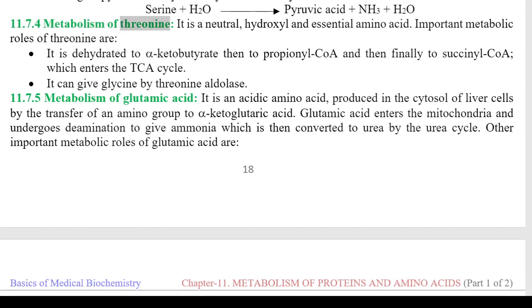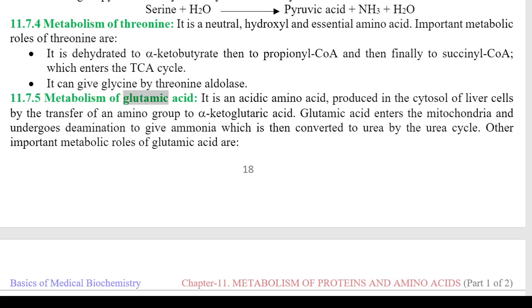11.7.4 Metabolism of threonine. It is a neutral, hydroxyl, and essential amino acid. Important metabolic roles of threonine are: it is dehydrated to ketobutyrate, then to propionyl-CoA and then finally to succinyl-CoA, which enters the TCA cycle. It can give glycine by threonine aldolase.